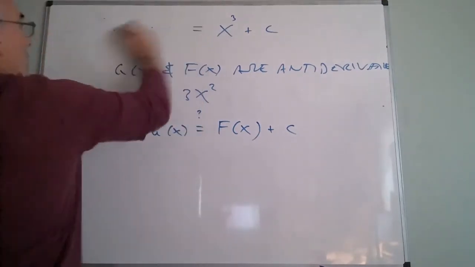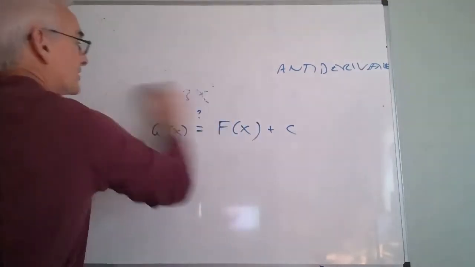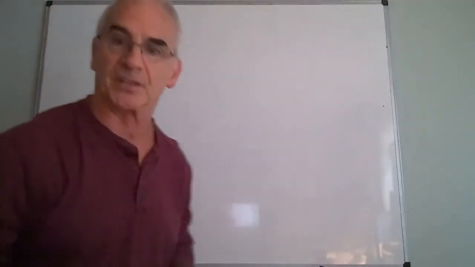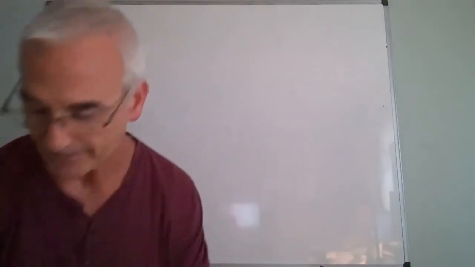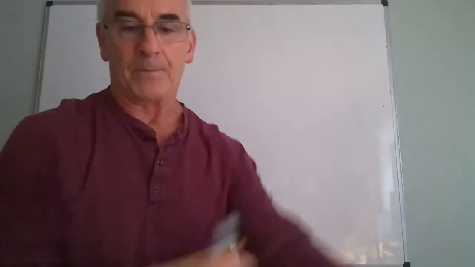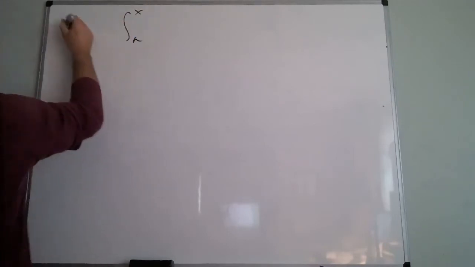Okay, so that's why we always throw the plus constant at the end, because without more information, like an initial condition, I don't know what the constant is. So I just throw it in there. So now let's take what we now know. So I've got this guy here.